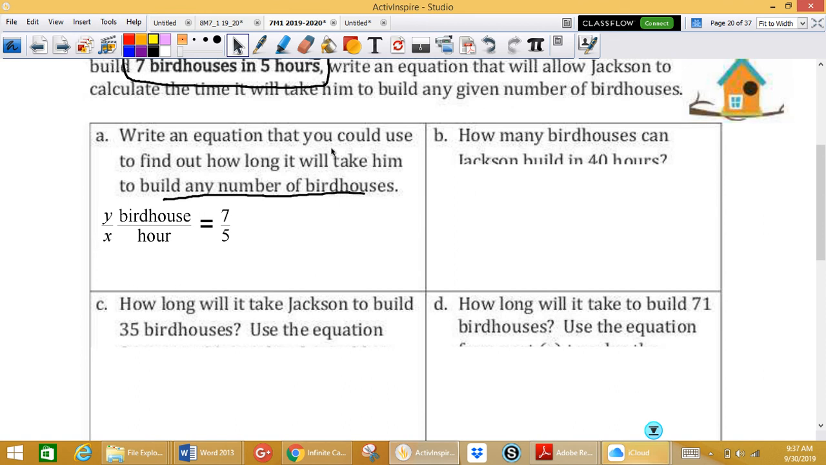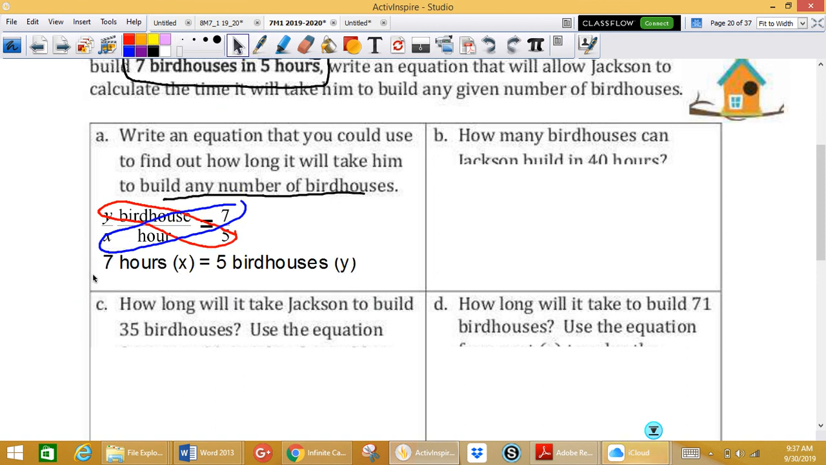So write an equation that you could use to find out how long it will take him to build any number of birdhouses. So we're really looking for the birdhouses. So the first thing I want to do is set up y over x, so birdhouses over hours equals 7 over 5. I'm going to cross multiply. So when I do that, I wind up with 7 hours, which is my x, and 5 birdhouses, y. So now I'm going to divide each side by 5.